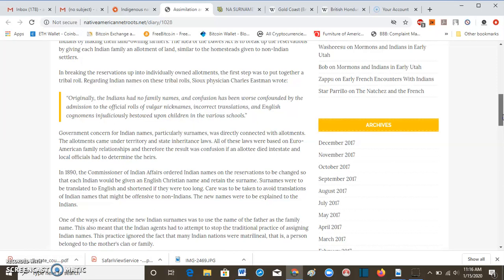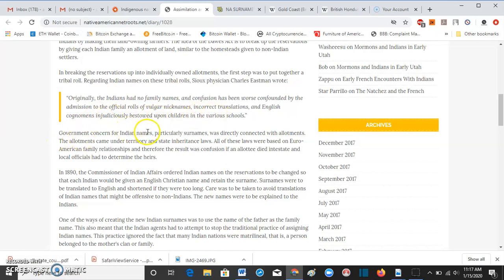So this is what they did, and they created this. This is where the confusion was created, and this is where you got robbed of your estate, your land. Regarding Indian names on tribal rolls, physician Charles Eastman wrote, original Indians had no family names, and confusion has been worse confounded by the admission on the official rolls of vulgar nicknames, incorrect translations, and English cognomens injudiciously bestowed upon children in various schools.